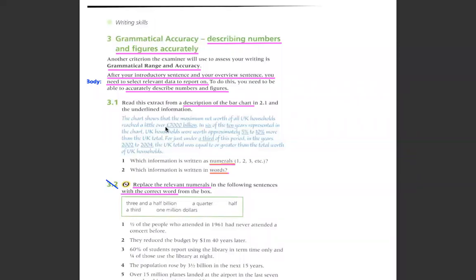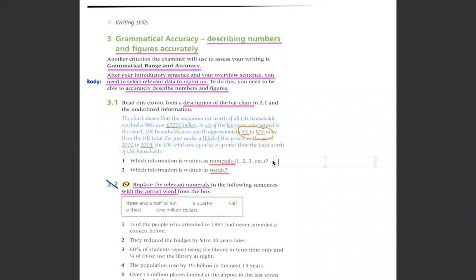I'll give you a clue, I'll underline them. So what do we call these? We'll start with this over here. What are these called? 5%, 10%. They're written in numbers. What are they? Are these years? They're numbers, yes, but what kind of numbers?